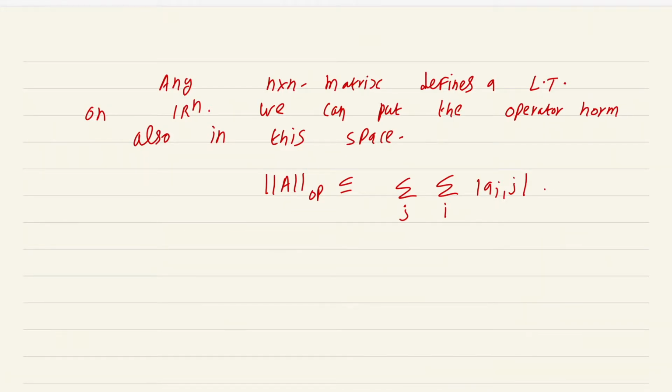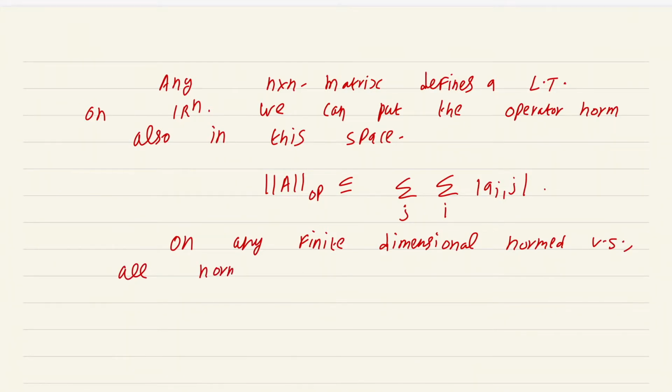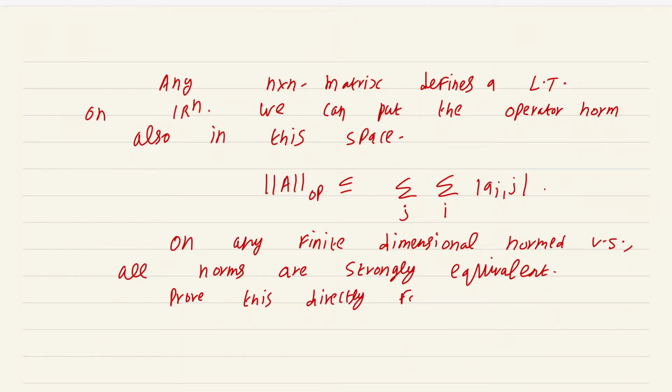You have also seen that on any finite dimensional normed vector space, all norms are equivalent. All norms are strongly equivalent, in fact. So technically the operator norm and the Euclidean norm will be strongly equivalent. Okay, but that is using an abstract fact. Prove this directly in this case, for the operator norm and Euclidean norm. So show that the operator norm and the Euclidean norm are equivalent on the space of n cross n matrices.